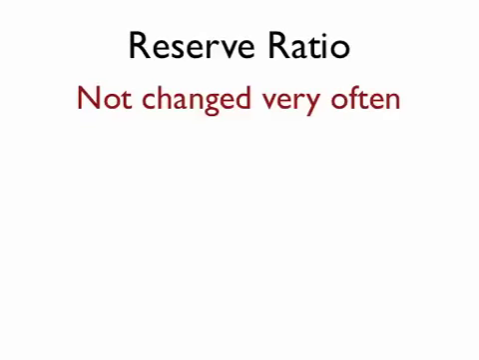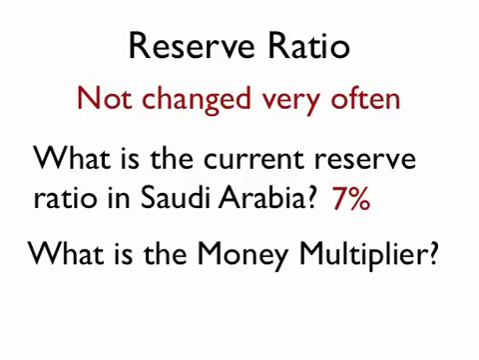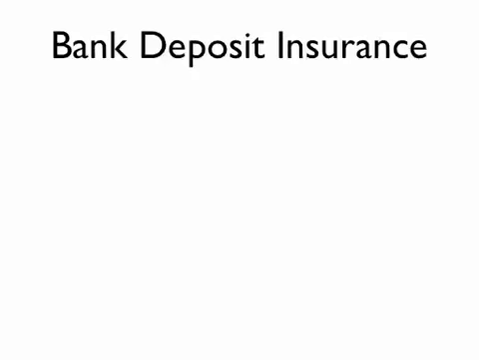Okay, the reserve ratio has not changed very often. You remember it hasn't changed in Saudi in 4 years. What is the current reserve ratio in Saudi Arabia? The current reserve ratio here is 7%. What would that make the money multiplier? Remember, it's 1 divided by the reserve ratio, so 1 divided by 7%, or 0.07, is going to be about 14.28.